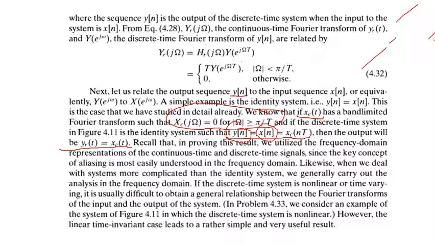So let's move on to the next slide and have a look at an example that will make it easier to understand this whole process. Just keep in mind that block diagram: you have the continuous time signal, you have C to D, you have the discrete time system, you have D to C, and finally you have the continuous time signal.